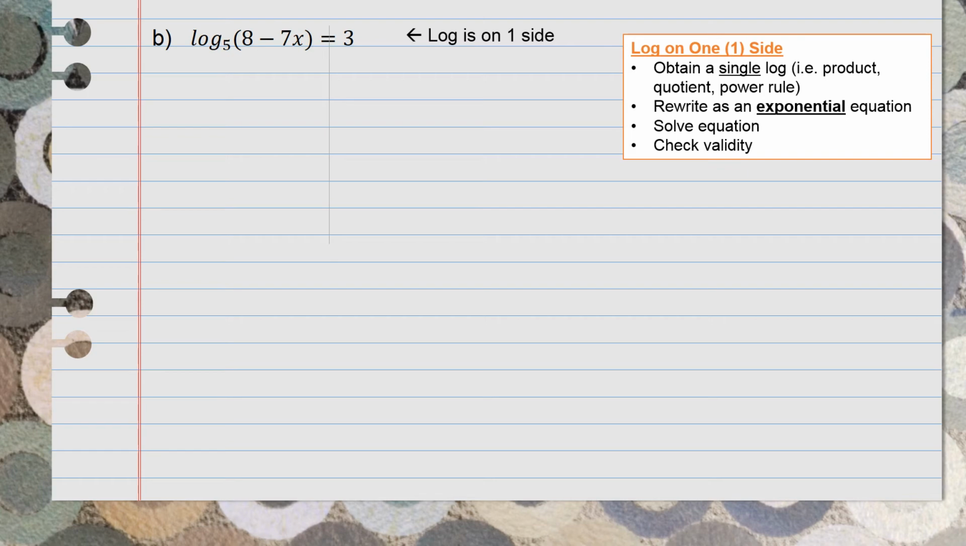The next step says to rewrite as an exponential equation, which means we go back to what it really means to have a log. My base was 5, raised to what power? 3 equals what result? 8 minus 7x. This is your exponential equation. From here, we want to solve. Notice 5 to the third means 5 times 5 times 5, which we know is 125. So our equation is now 125 equals 8 minus 7x.